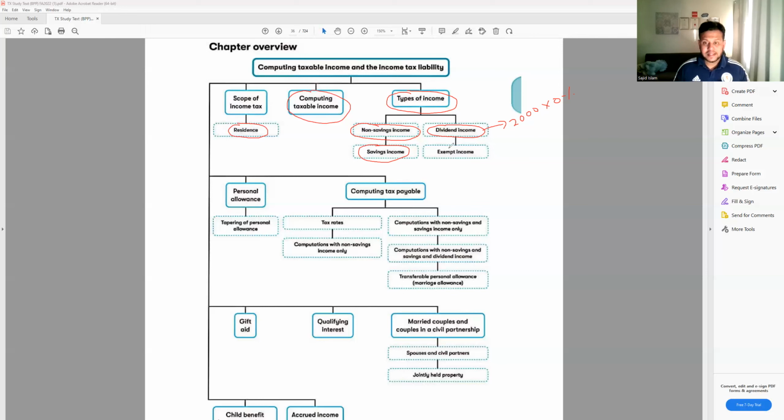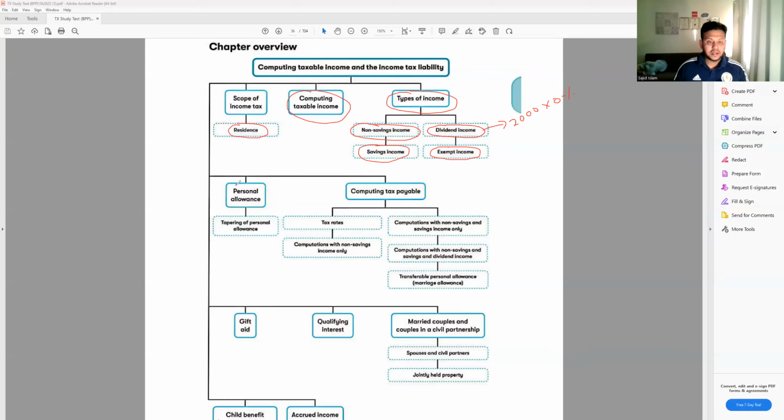The next one is exempted income. Here we do not consider that. There is some income HMRC says is not taxable, so you don't have to pay tax on it. That is called exempted income. For example, as I said, the ISA, individual savings account, has a limit. Up to that limit, you don't pay any tax. So we're going to look at all of this.